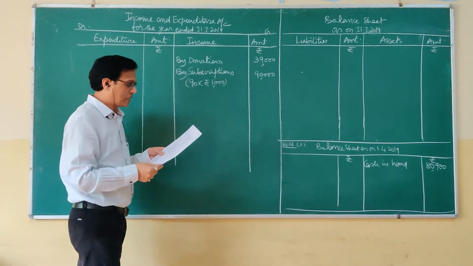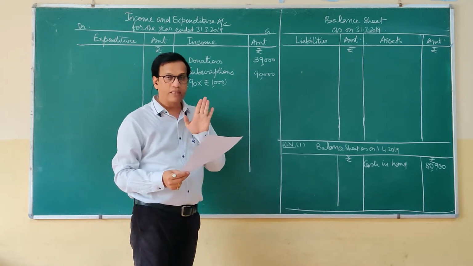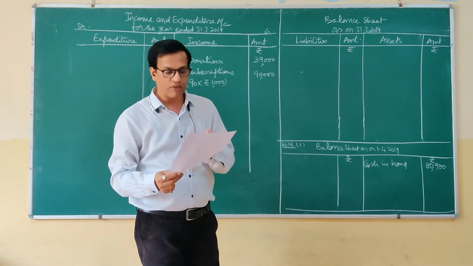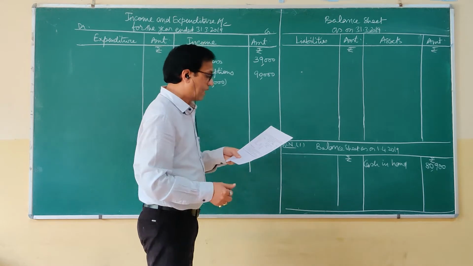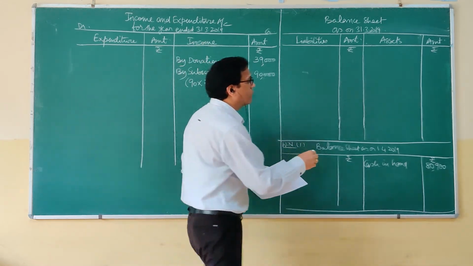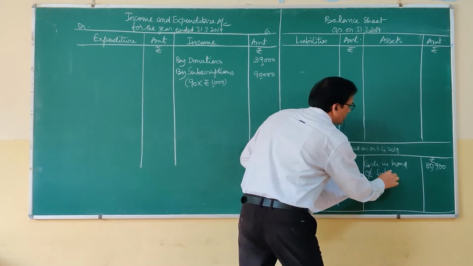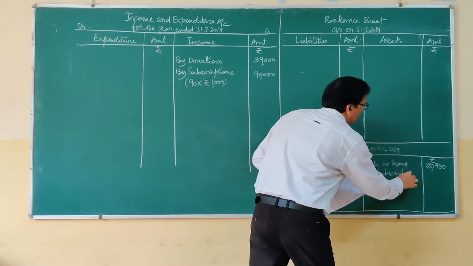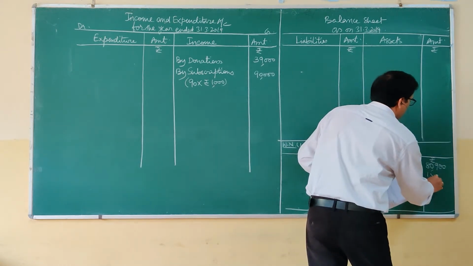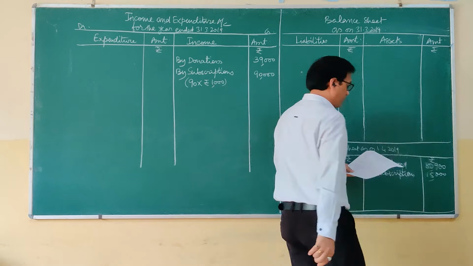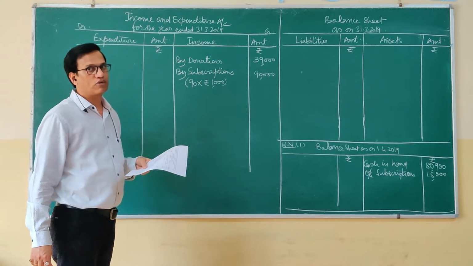Along with it, some other information is given. For 17-18 we have received 12,000. Now we will read the information relating to it. In the first point, the amount of subscriptions in arrears at the beginning of the year is given. That is our opening outstanding subscription. So we write on the asset side, subscriptions outstanding at the beginning of the year, 15,000. Out of which 12,000 is received. It means 3,000 of the previous year is still outstanding.